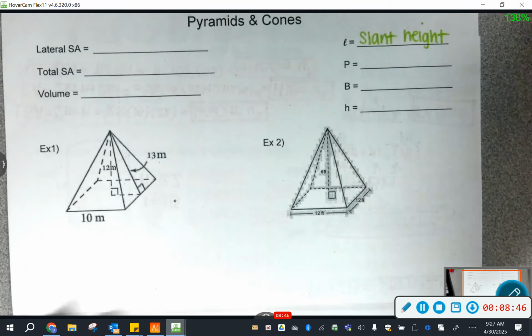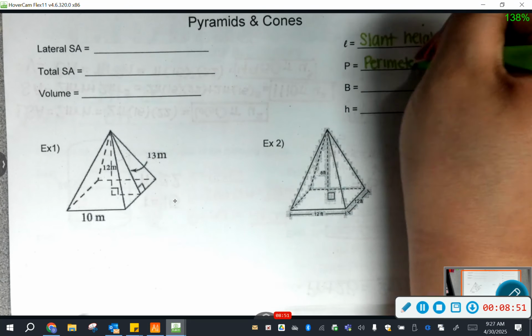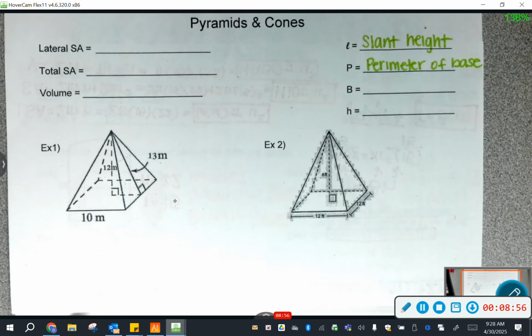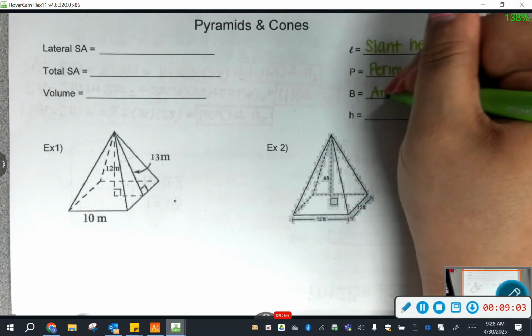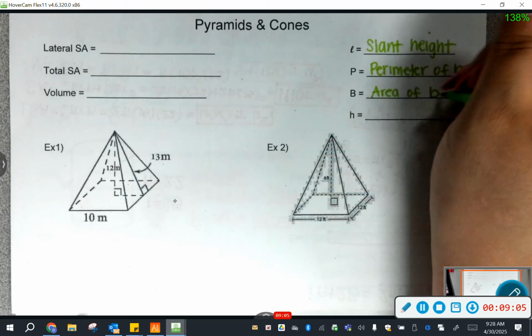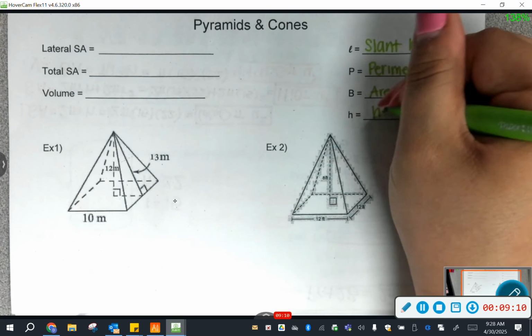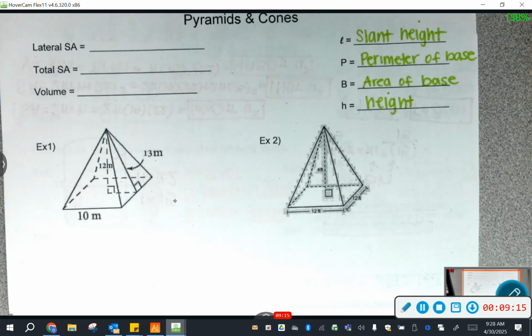What is P? Perimeter of what? Of the base. What is B? What about the base? It's the area of the base. And last but not least, H is the height. Finding those four things is going to be the hardest part of this. After that, y'all should be good.